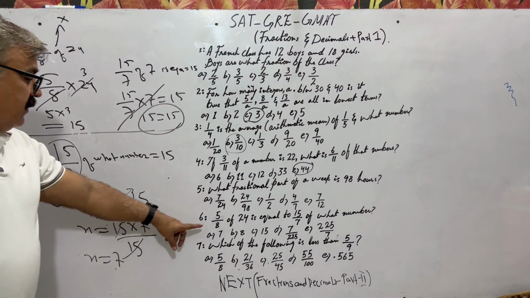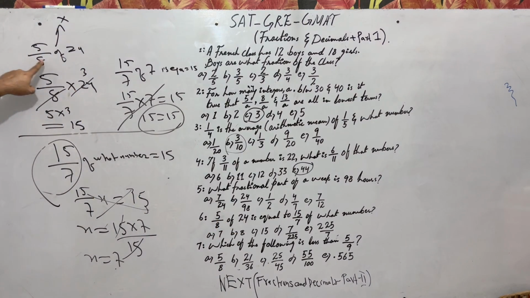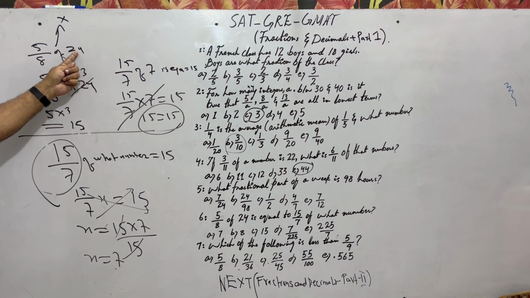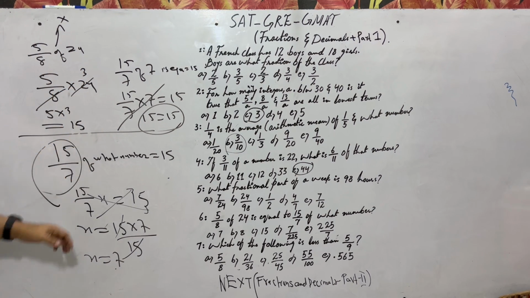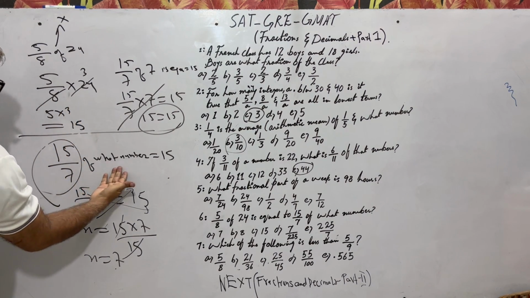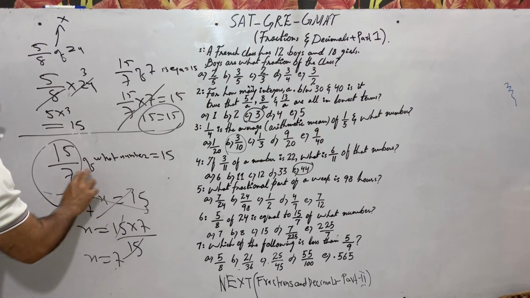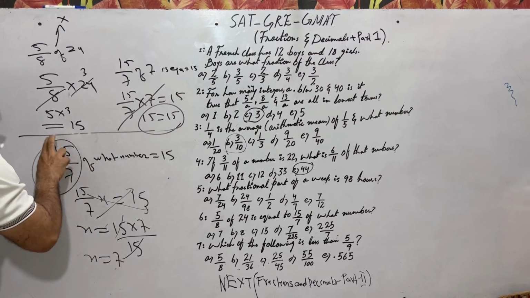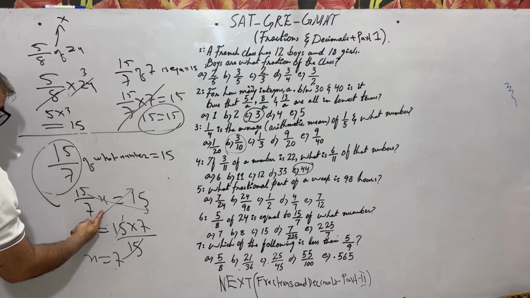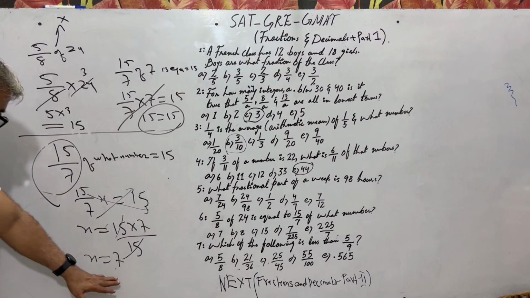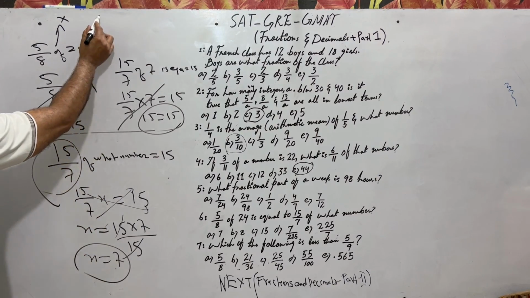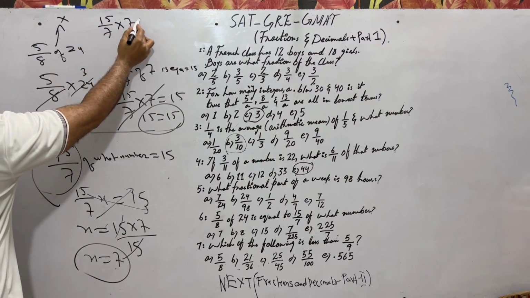First, 5 upon 8 of 24. 5 upon 8 of means multiply: 5 upon 8 of 24 is 8 3s are 24, and 5 times 3 is 15. Then we have to find out this 15 is 15 upon 7 of what number? 15 upon 7 of x is equal to 15. Then solve for x. It is 7, so 15 upon 7 of 7 is equal to 15.